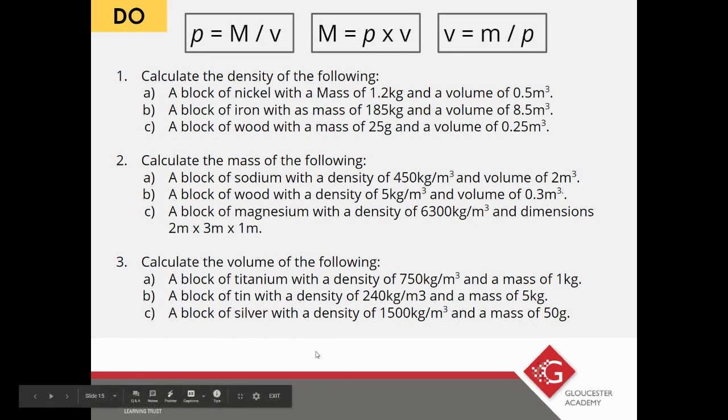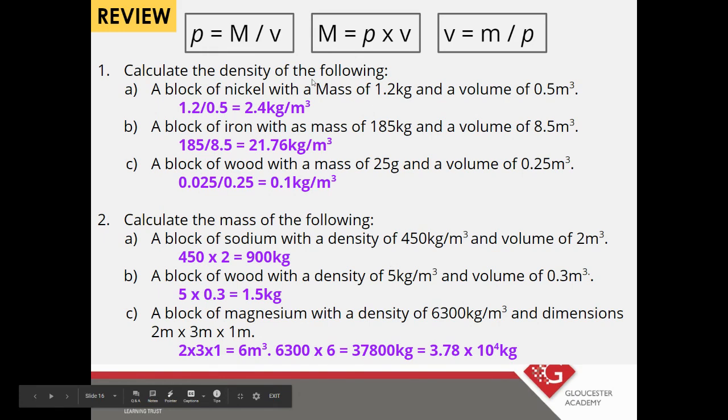Here come the answers. Calculating density is this first equation. Density equals mass over volume. The first two are straightforward because the units are straightforward. They're in kilograms and meters cubed. So I take the mass, 1.2 kilograms, I divide it by the volume, 0.5 meters cubed, and the answer I get is 2.4 kilograms per meter cubed. Tick it if you got it right. Give yourself a mark if you did 1.2 divided by 0.5.